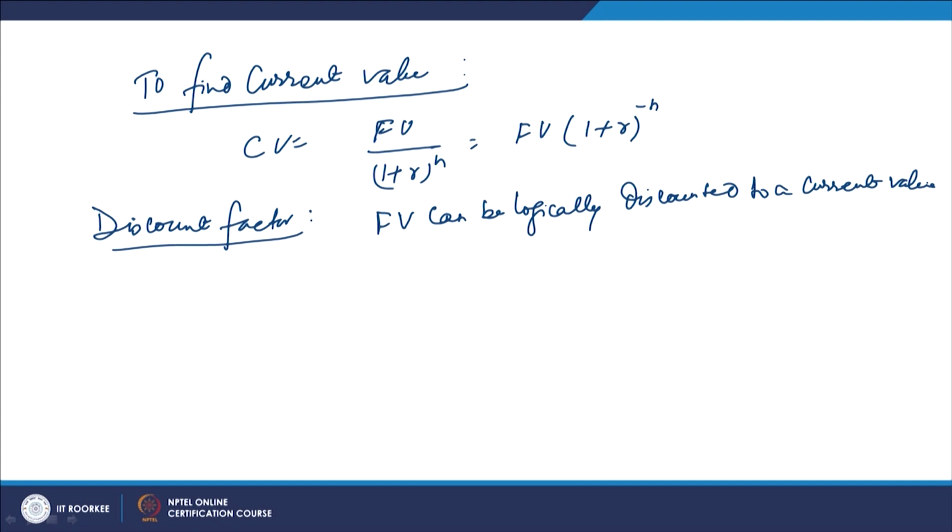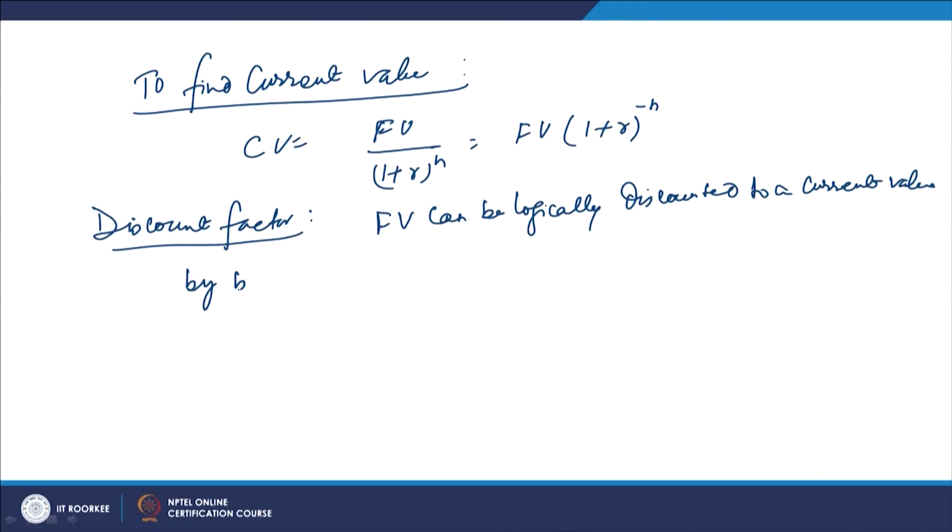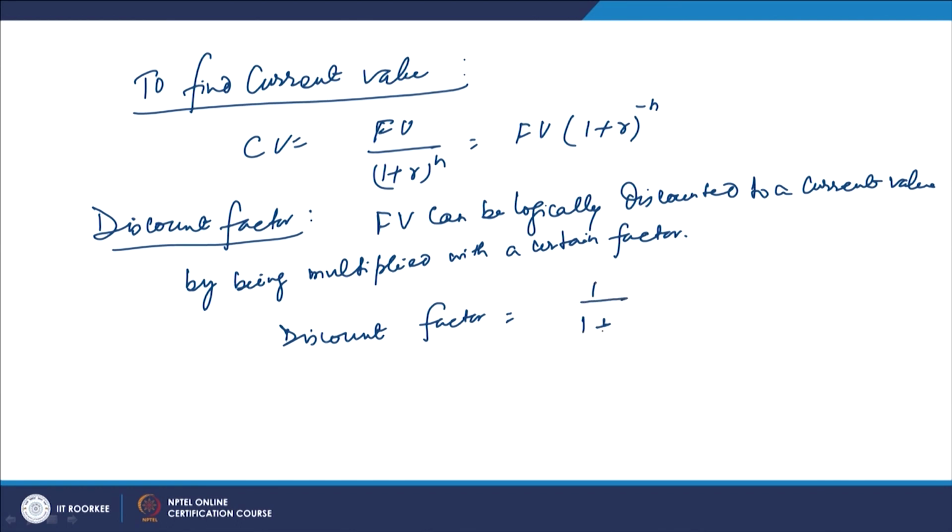So, you are multiplying this future value with a certain factor, and that is your discount factor. It will depend upon the rate of interest and also the time of maturity. That is basically 1 plus r raised to the power minus n, or 1 by 1 plus r raised to the power n. So, your discount factor becomes 1 by 1 plus r raised to the power n, and this factor is known as the discount factor.